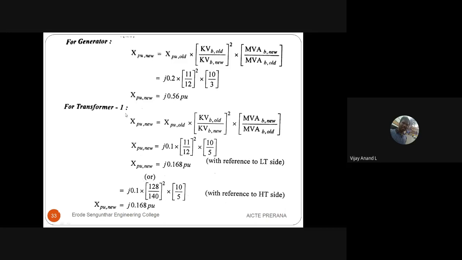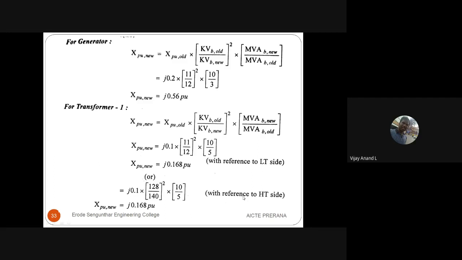For the transformer, we use this formula for all the systems. Next, we have to calculate the transformer. XPU new is equal to XPU old into KVB old divided by KVB new, the whole square, into MVAB new divided by MVAB old. Here the XPU old value is j0.1, which comes from the transformer side, KVB old is 11 divided by KVB new 12, into MVAB new 10 divided by MVAB old for the transformer, which is 5. That is with reference to the LT side. Just solve this equation, and you will get XPU new is equal to j0.168 per unit.